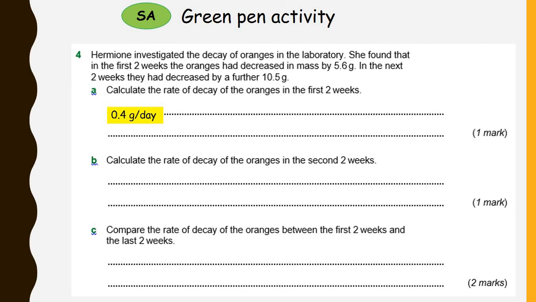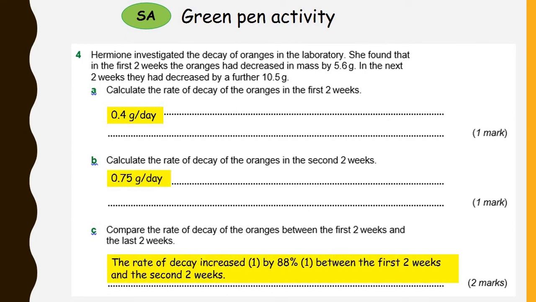Again, using that calculation, fairly straightforward. Calculate the rate of decay of the oranges in the second 2 weeks. Again, using the equation and finding a difference, we've got our 0.75 grams per day. Compare the rate of decay of the oranges between the first 2 weeks and the last 2 weeks. Again, the rate of decay increased by 88% between the first 2 weeks and the second 2 weeks. So a good opportunity here to show it as a percentage.